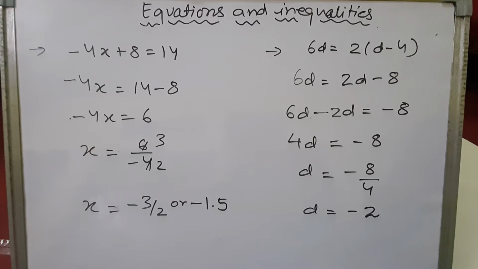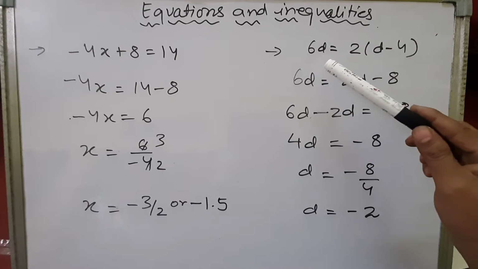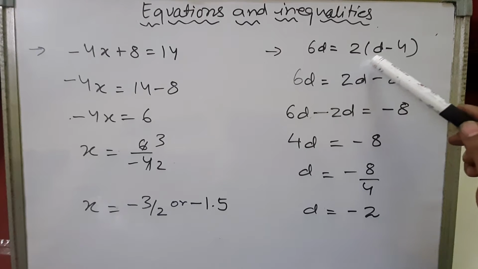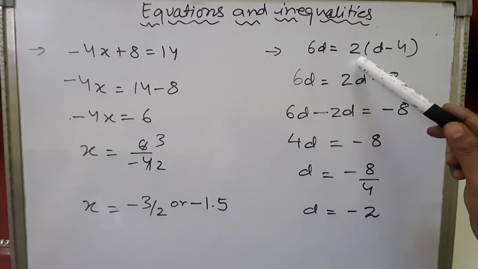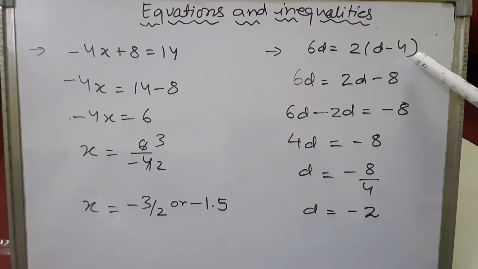Alright children, let's see another sum. Here it is written that 6d equals 2 bracket open d minus 4 bracket close, and we have to calculate the value of d here. So let's solve this. First we'll multiply 2 inside the bracket. Alright, so when we multiply 2 inside the bracket, it will become 2d minus 8.